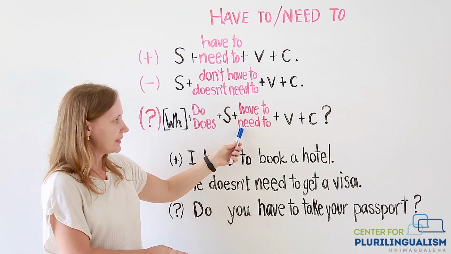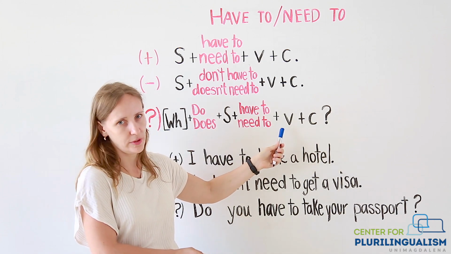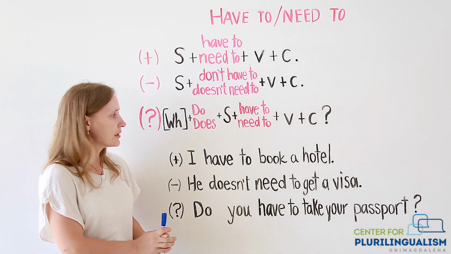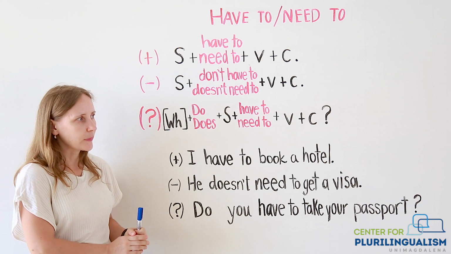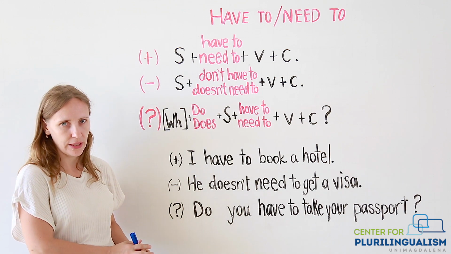El verbo que va a seguir estos verbos have to y need to no va a poder cambiar su forma. Siempre van a estar en la forma principal. So now, please, let's look at some examples. First of all, let's see how and when do we use those verbs have to and need to.